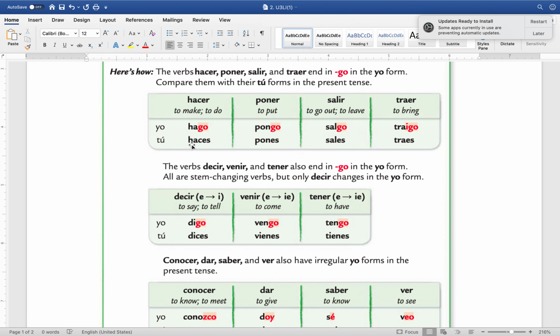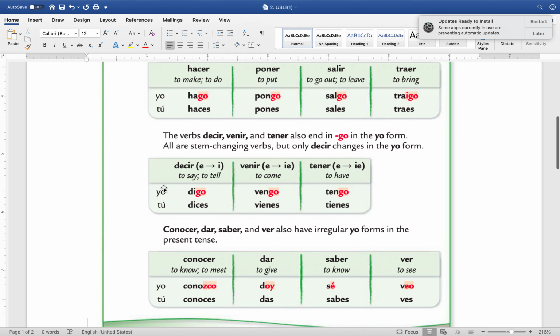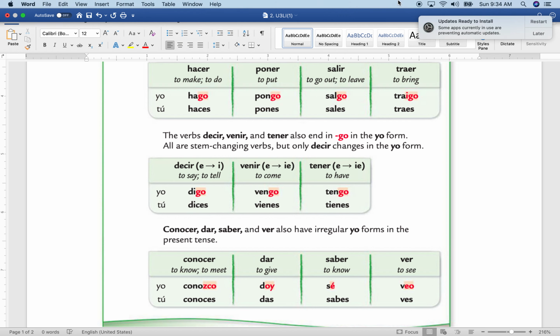Be careful with hacer, because for hacer you need to have a Z for the él form. What's the él form? Él, ella, and usted. And be careful with the stem-changing verbs. For these two right here, you do not touch it for yo, you do not touch it for nosotros. For this one right here, you do not touch it only for the nosotros form.